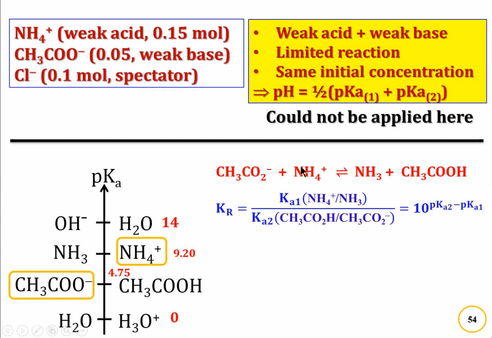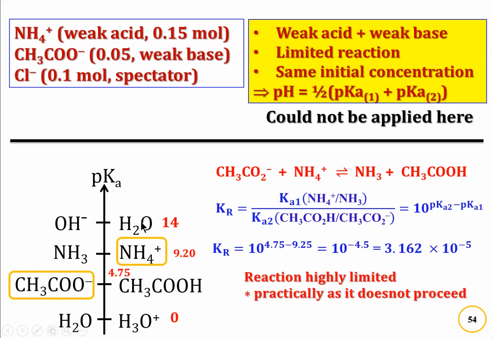We transform this ratio, we multiply by H3O+, and Kr is equal to Ka of the couple NH4+ divided by Ka of the couple acetic acid. So Kr equals 10^-4.5. K of this reaction is less than 10^-4, so we can say that this reaction is highly limited, or this reaction practically does not proceed. Remember that the objective is to find the concentration of all ions present in the solution.